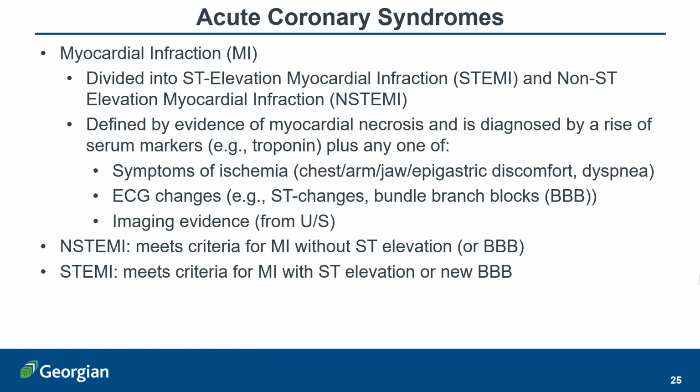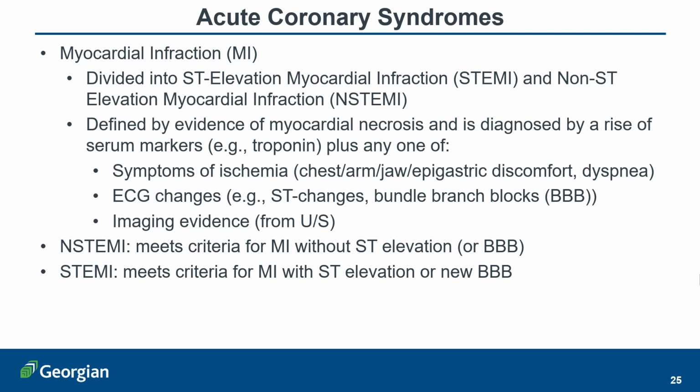The other part of acute coronary syndromes are the myocardial infarctions. So myocardial infarction, or MI, is divided into ST elevation myocardial infarction and non-ST elevation myocardial infarction. The definition of a myocardial infarction is that there has to be evidence of myocardial necrosis, and that is diagnosed by a rise in the serum markers, troponin 1 being the specific serum marker that is typically monitored. Troponin is released when there is evidence of myocardial infarction, so when there is death and necrosis of the myocardial tissues, the myocardial cells, then troponin is released and that can be measured.